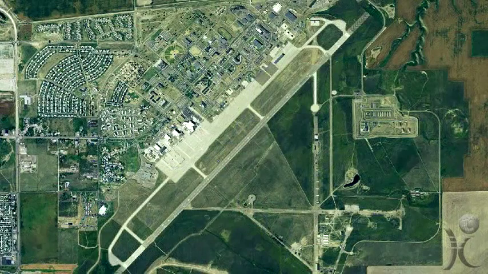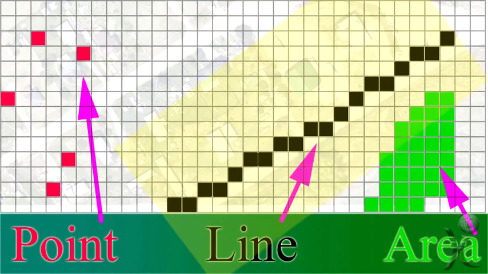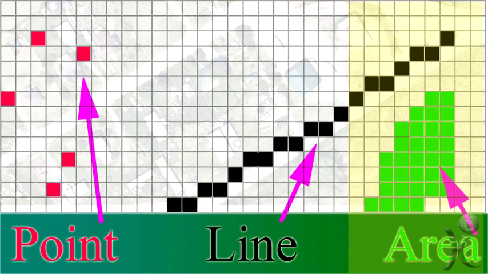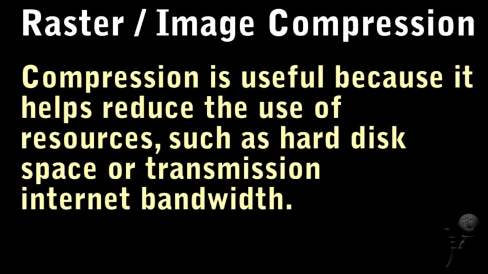To represent a point feature with the raster data model, we'd have something like this. To represent a linear feature such as a road or stream, it may look like this. Areas in raster would look something like this. The raster data model uses raster data structures to store data. Examples of raster data structures include exhaustive enumeration, run length encoding, and the quad tree. Raster data can be compressed to reduce the data volume. There's a variety of techniques available for image compression. Compression techniques can be considered lossless or lossy.